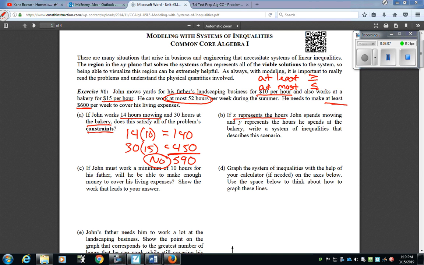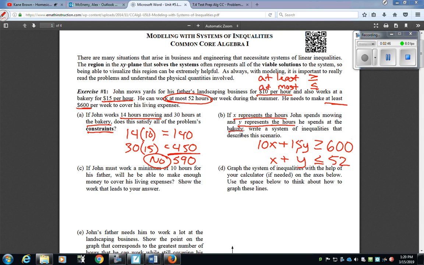So X is the number of hours he spends mowing, and Y is the number of hours he spends at the bakery. So we know he's making $10 an hour mowing and $15 an hour at the bakery, and that we know he has to make at least $600. Now what we talked about, 14 and 30 didn't work. And we also know that he has to work no more than 52 hours. So his hours of work, X and Y, have to be less than 52.